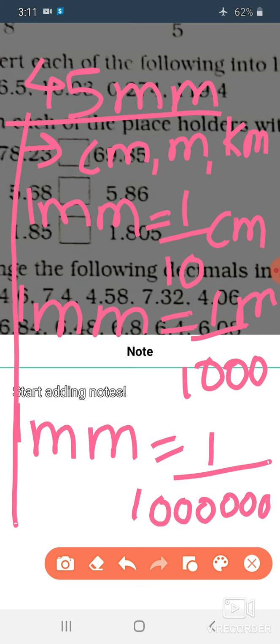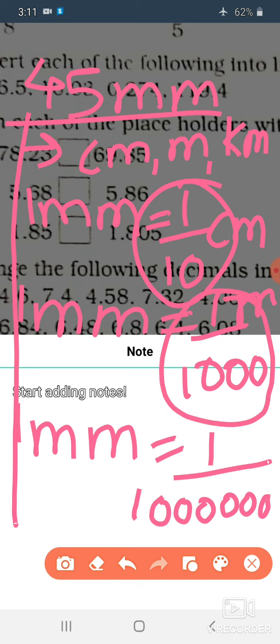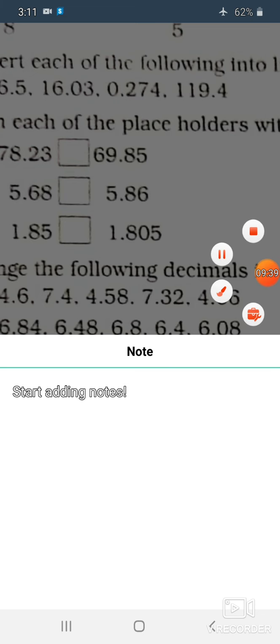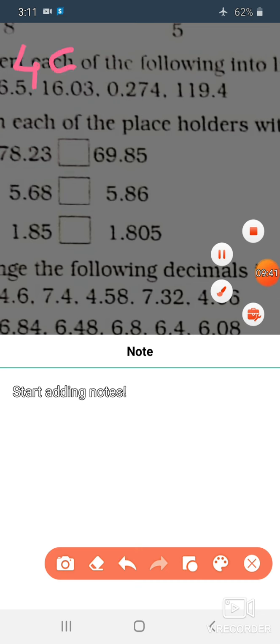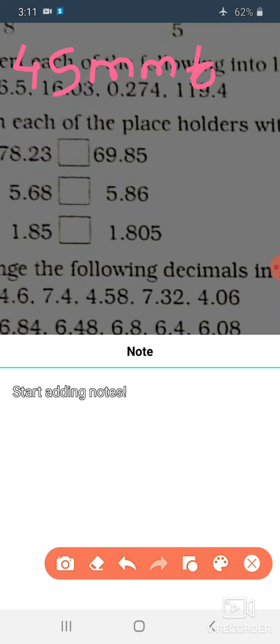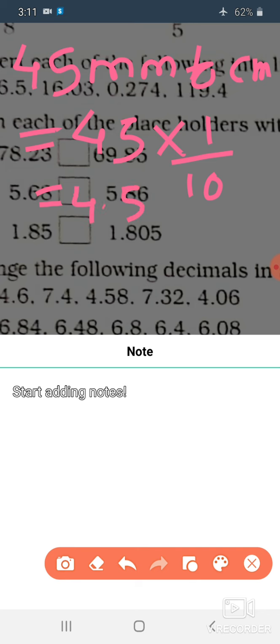To convert 45 millimeter into centimeter, you need to multiply it by 1 upon 10. To convert 45 millimeter into meter, you need to multiply it by 1 by 1000. And to convert 45 millimeter into kilometer, you need to multiply it by this number. Okay, let's solve it. Now 45 millimeter to centimeter is 45 multiplied by 1 upon 10, that is 4.5 centimeter.